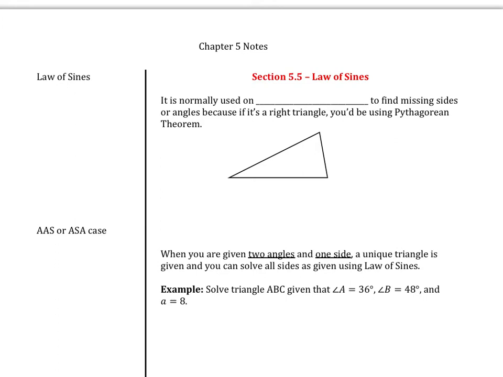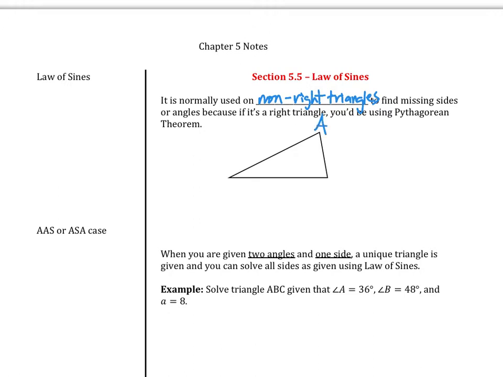Okay, in this section, we're going to learn law of sines, which is used on non-right triangles. Law of sines is used on non-right triangles to find the missing sides or angles. Because if it were a right triangle, you would probably use the Pythagorean theorem, or SOHCAHTOA. So if we have no choice, then we have a choice of law of sines or the next section, law of cosines. So let's look at this non-right triangle.